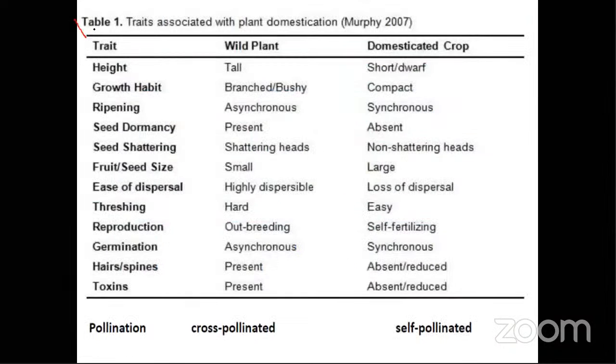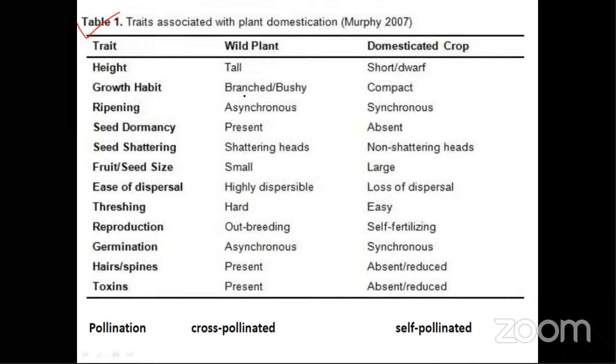Next thing is traits associated with the domestication. It tells what the wild plant's traits were and what the domesticated crop's traits are. There are some changes; some traits are varying. You can see the variation in the domesticated crop and the wild plants, which made the plant more amenable to cultivation, isn't it?